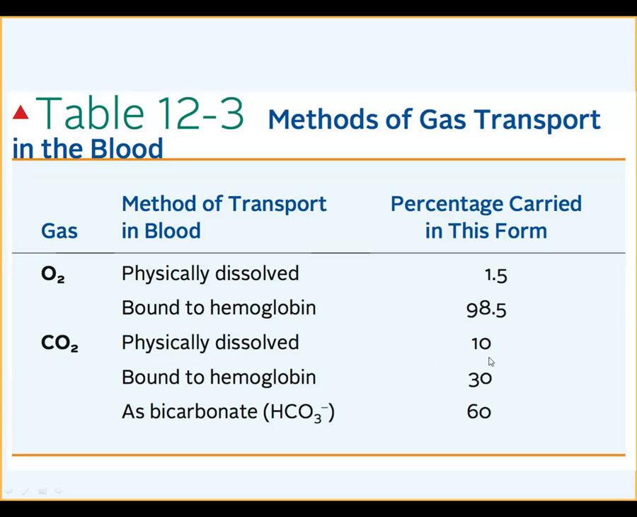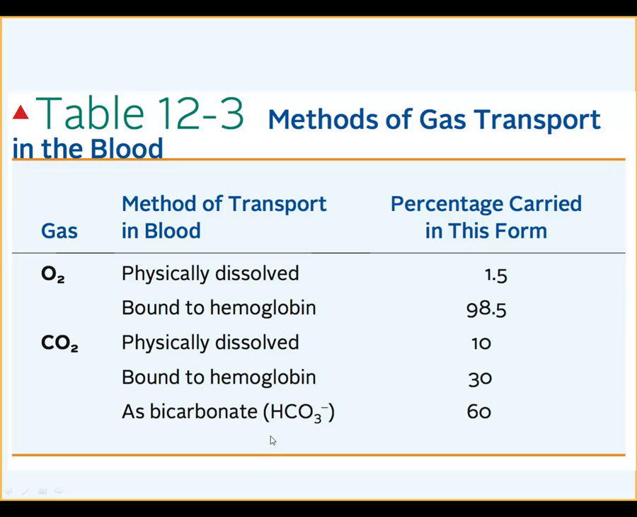Carbon dioxide likes water a little bit more, so 10% of it can be dissolved in the plasma. But what about the others? We have 90% left. Only 30% is binding to the hemoglobin, and it doesn't really bind to the heme. It binds to the globin, to the protein chains, not to the heme group. That's only 30%, leaving us with more than half, 60% of the carbon dioxide, being transported in your blood as bicarbonate.